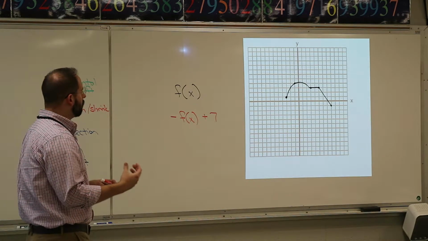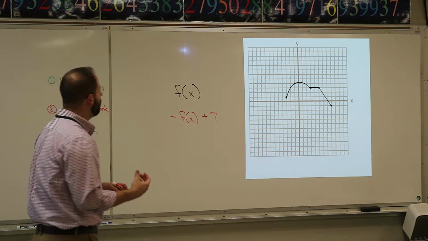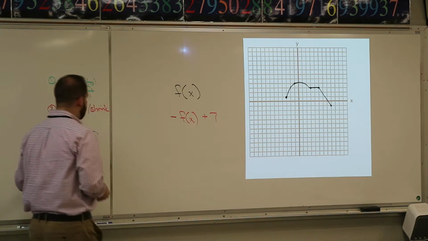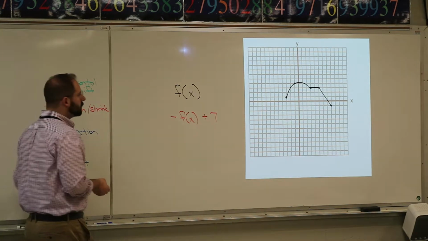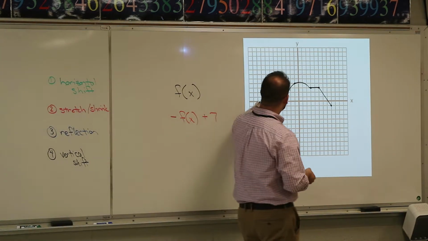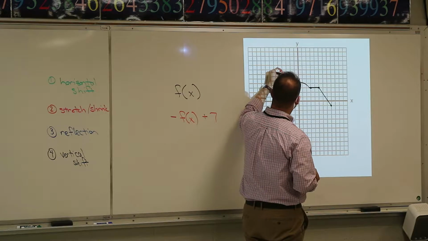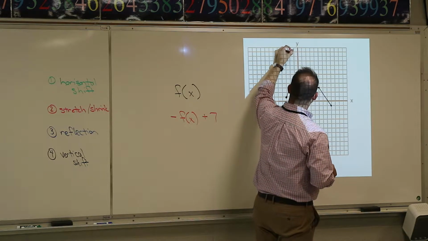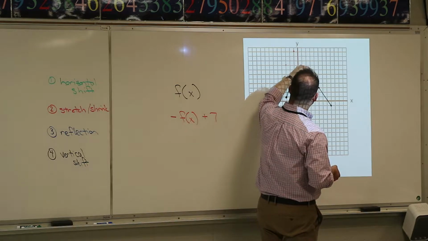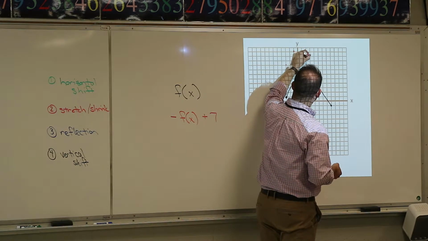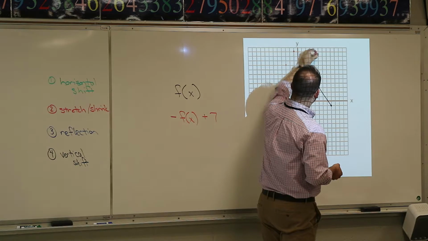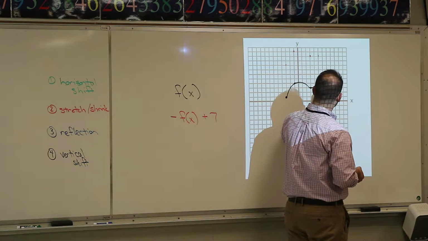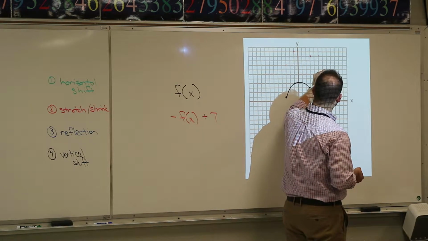If you went out of order on this one, what will happen is that you would think that you're going to move it up 7 first. So this dot will go up 7: 1, 2, 3, 4, 5, 6, 7. Same thing for the others, each up 7. All right, so you moved it out.